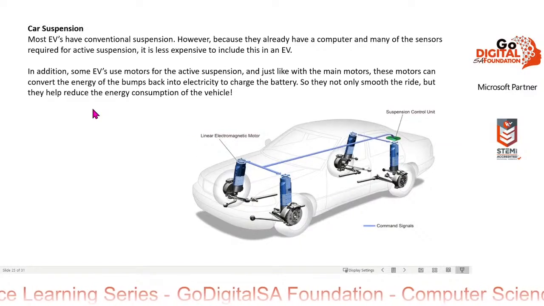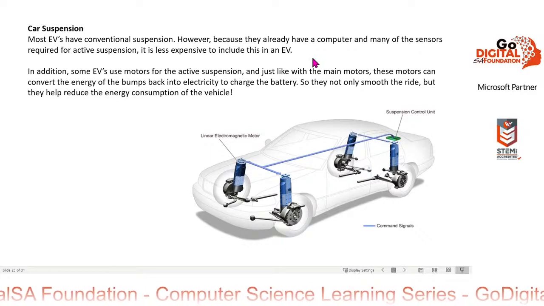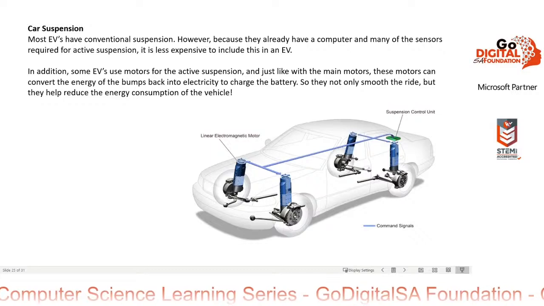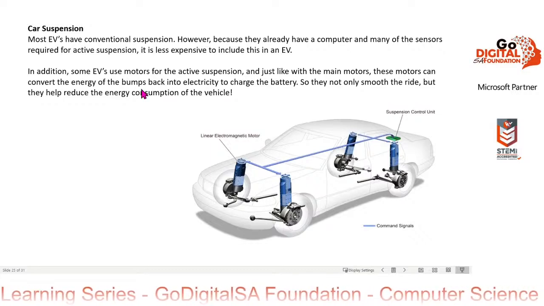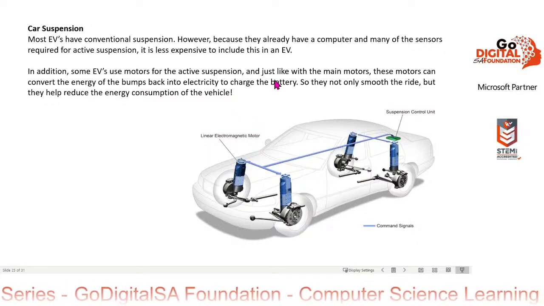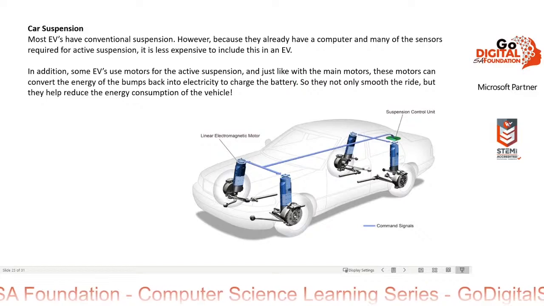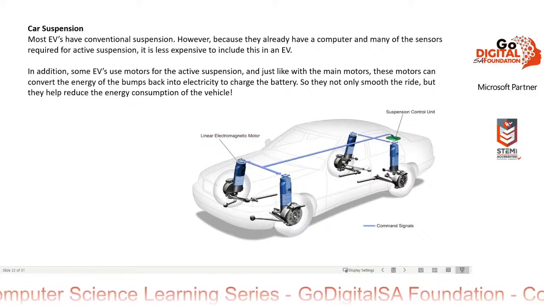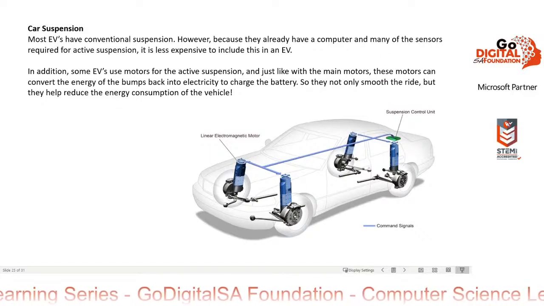Okay, most EVs have conventional suspension. However, because they already have a computer and many of the sensors required for active suspension, it is less expensive to include them in an EV. In addition, some EVs use motors for the active suspension, and just like with the main motors, these motors can convert the energy of the bumps back into electricity to charge the battery. So they not only smooth the ride, but they help reduce the energy consumption of the vehicle.